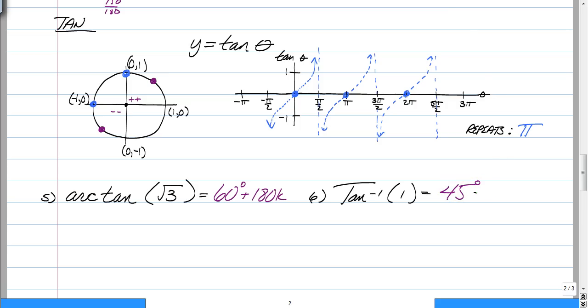And again, that's because this repeats every pi, or 180 degrees. And if you think about it on a graph, okay, the square root of 3, that's right about here. And in tangent land, that's 60 degrees away from here. But all it is is 180 degrees more. Okay, so you do not need to find two things for tangent, only one.